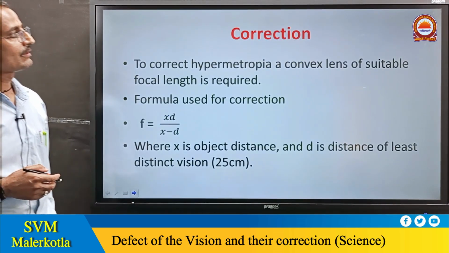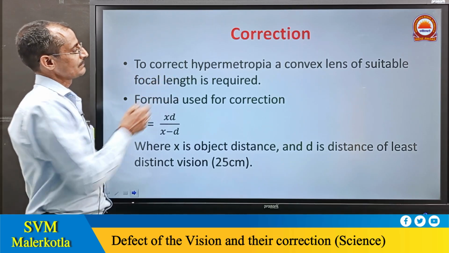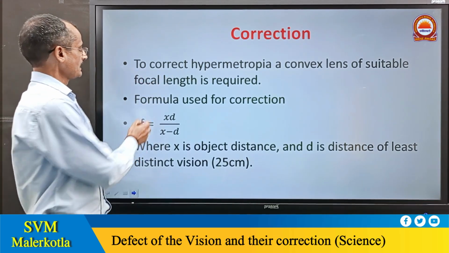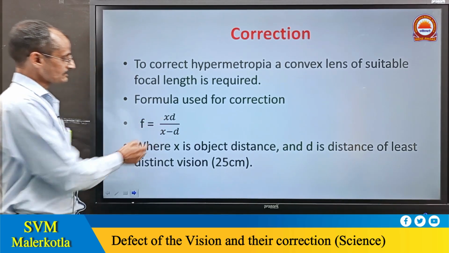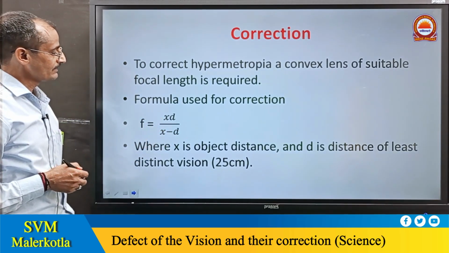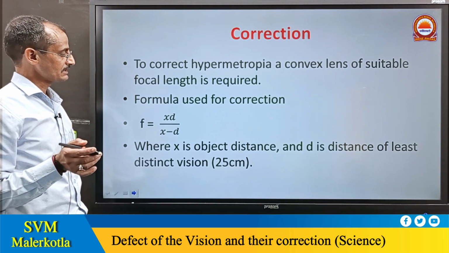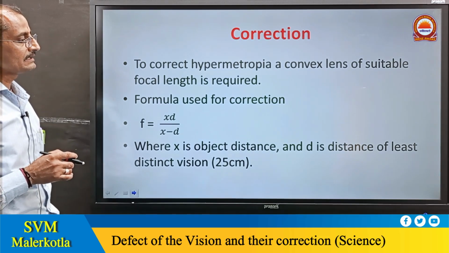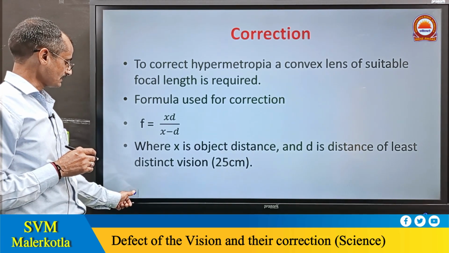Next, correction of hypermetropic eye. To correct hypermetropia, a convex lens of suitable focal length is required, and the formula we use for that correction is f is equal to xd upon x minus d, where x is the object distance, that is, the distance from the center of the eye lens, and d is the distance of distinct vision, that is 25 centimeter.